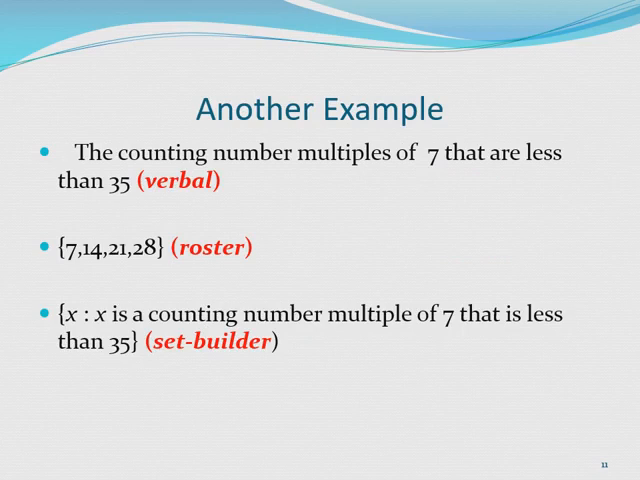Another example which you can see over here is the counting numbers, multiples of 7 that are less than 35, the verbal form. So numbers which are multiples of 7 and less than 35 in roster form is listed out: 7, 14, 21, 28. Don't include 35 because it's less than 35. The third one, the set builder form, is given by set of all X such that X is a counting number multiple of 7 that is less than 35.